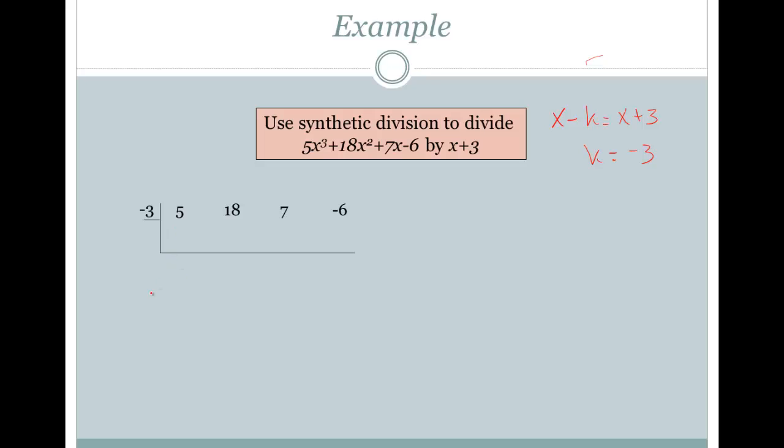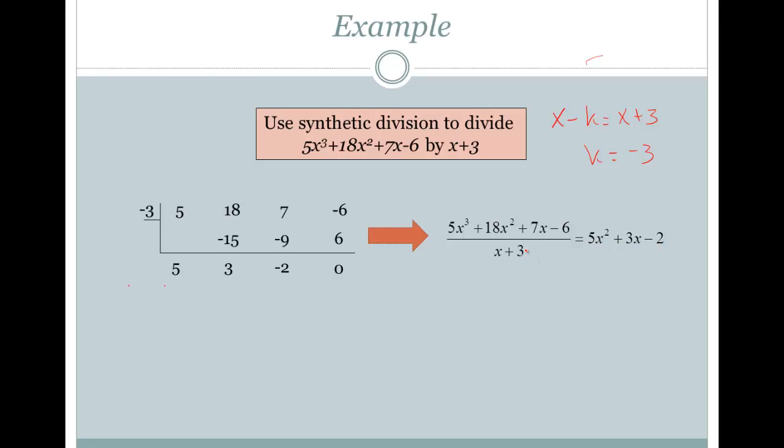First step, bring the 5 down. Multiply the 5 by negative 3. I get negative 15. Remember, I'm going diagonal, I'm multiplying. Now I need to add: 18 minus 15 is 3. Multiply by negative 3, I get negative 9. Negative 2, 6, 0. So that tells me that my remainder here is 0. And that 5x cubed plus 18x squared plus 7x minus 6 divided by x plus 3 is equal to 5x squared plus 3x minus 2.